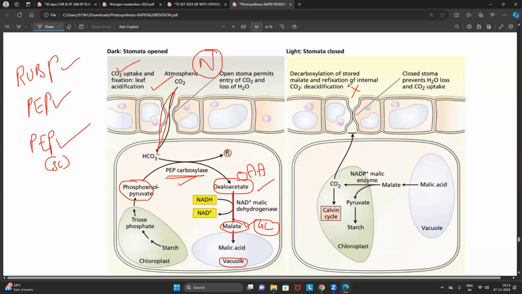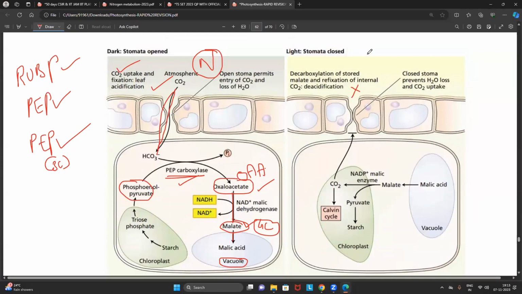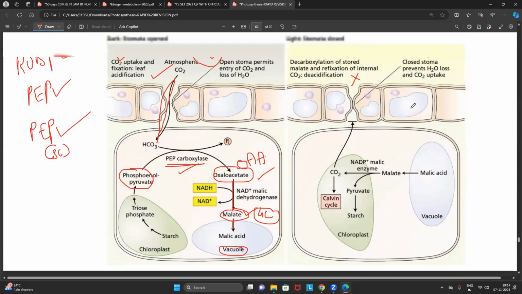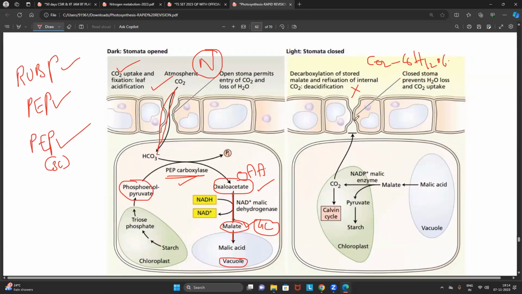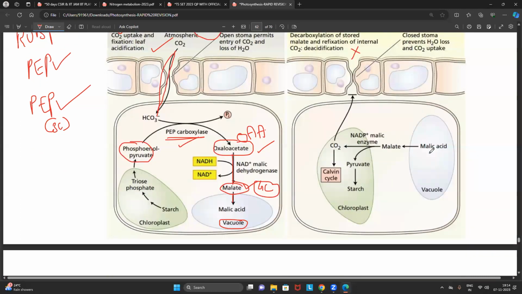And what happens in the daytime? Our ultimate goal is to fix the carbon dioxide into glucose, which means the plant has to prepare its food. I have told all of you multiple times, whether it is daytime or night time doesn't matter, the plant has to prepare food every single time. So when the stomata are closed, we all know very well that carbon dioxide never comes inside. So what will the plant do? Whatever is already stored, the plant starts using that only.